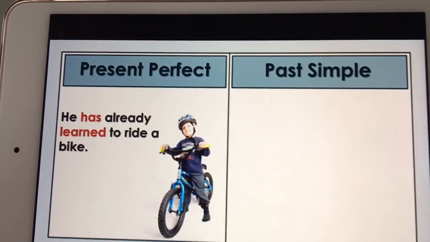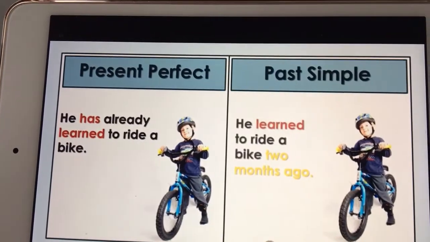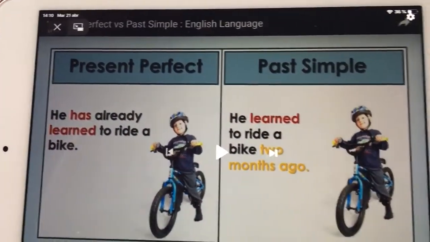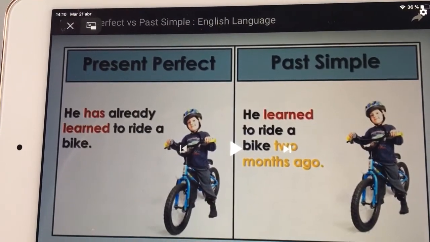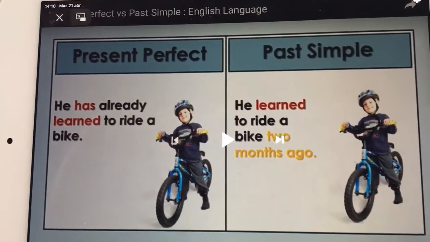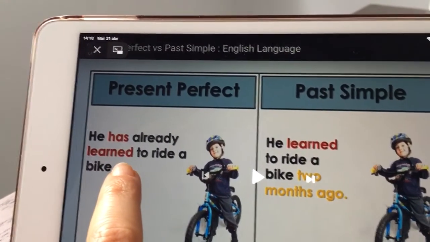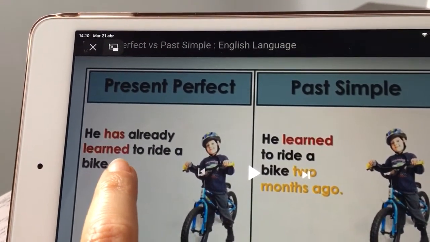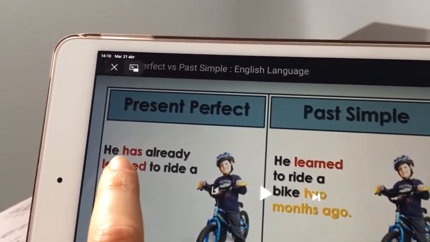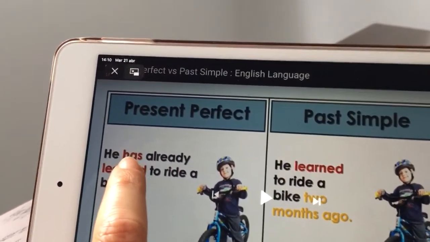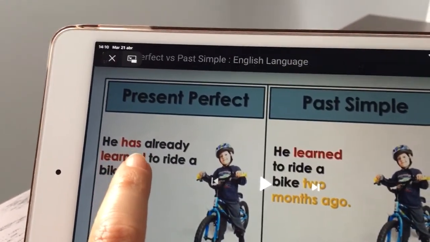This last example is going to be very helpful. Okay, so he has already learned to ride a bike. Okay, he has already learned. You see, we are not using the third column because it's a regular verb, okay? But we are using, again, the subject plus have or has. In this case, because it's a third person, we use has.